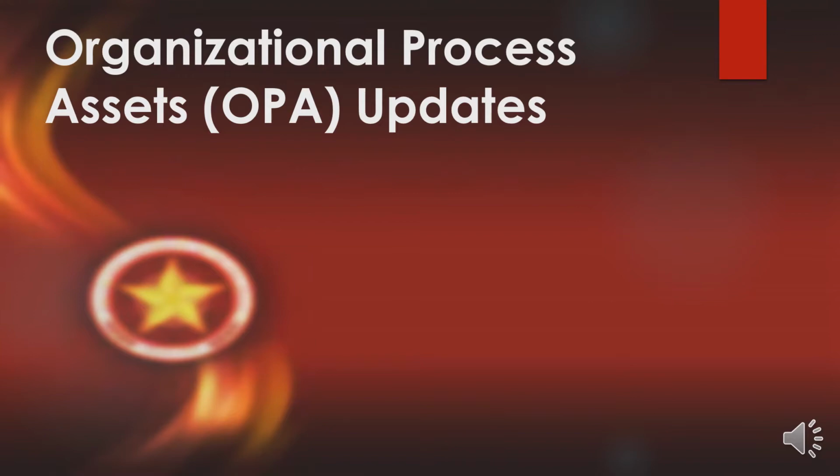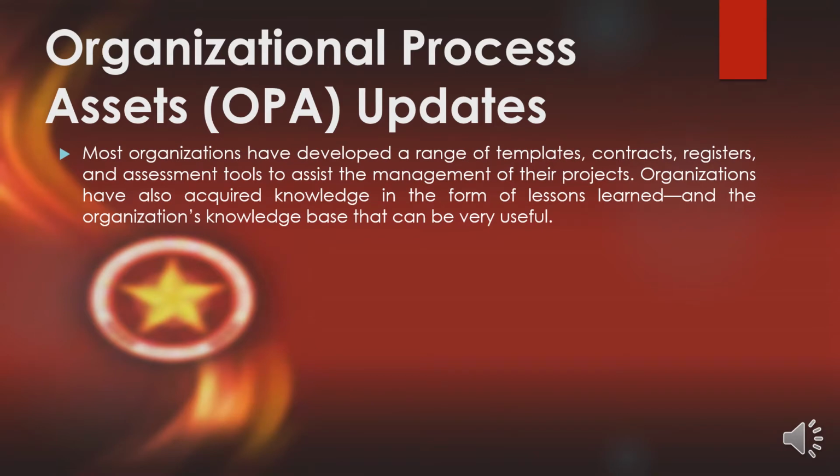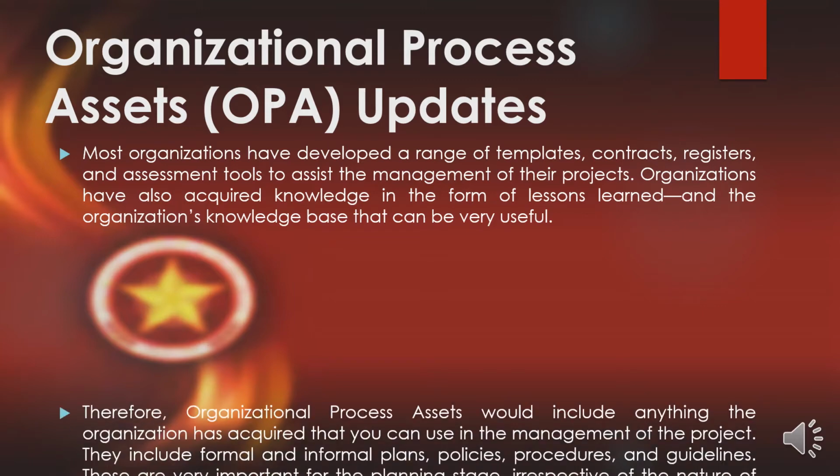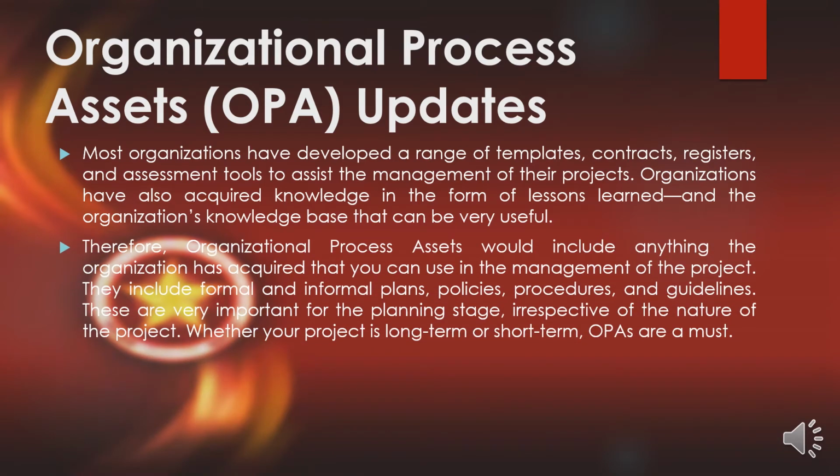Next is Organizational Process Asset or OPA updates. Most organizations have developed a range of templates, contracts, registers, and assessment tools to assist the management of their projects. Organizations have also acquired knowledge in the form of lessons learned and the organization's knowledge base that can be very useful. Therefore, organizational process assets would include anything the organization has acquired that you can use in the management of the project.